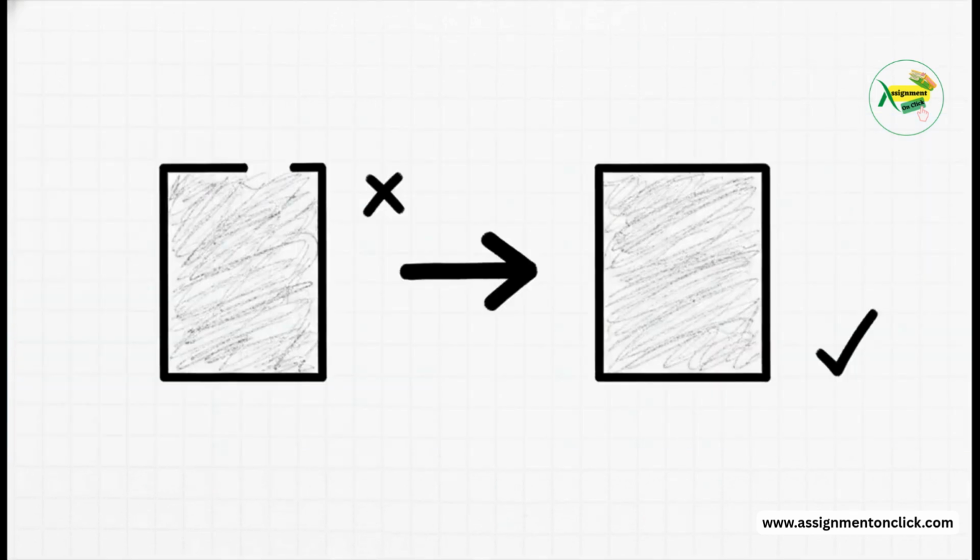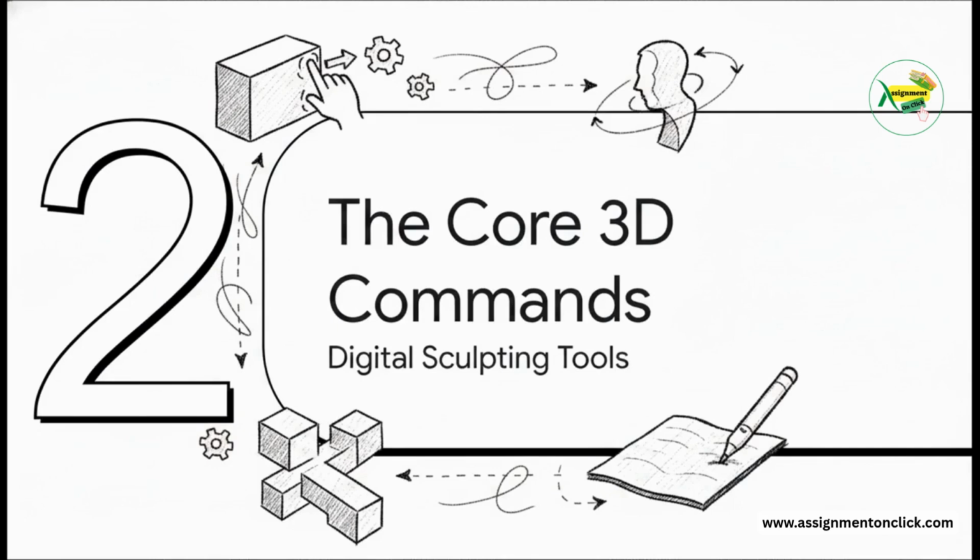But hey, before we start building, there is a golden rule you have to remember. You absolutely do not need to abandon your drafting knowledge. In fact, a successful 3D model totally depends on clean 2D geometry. So if you've got a rectangle made of 4 lines, they have to connect with 0 gaps. If you need to, just fire up the polyline edit command, PEDIT, to join those lines into a single, flawless, closed profile. Section 2. The core 3D commands, digital sculpting tools.